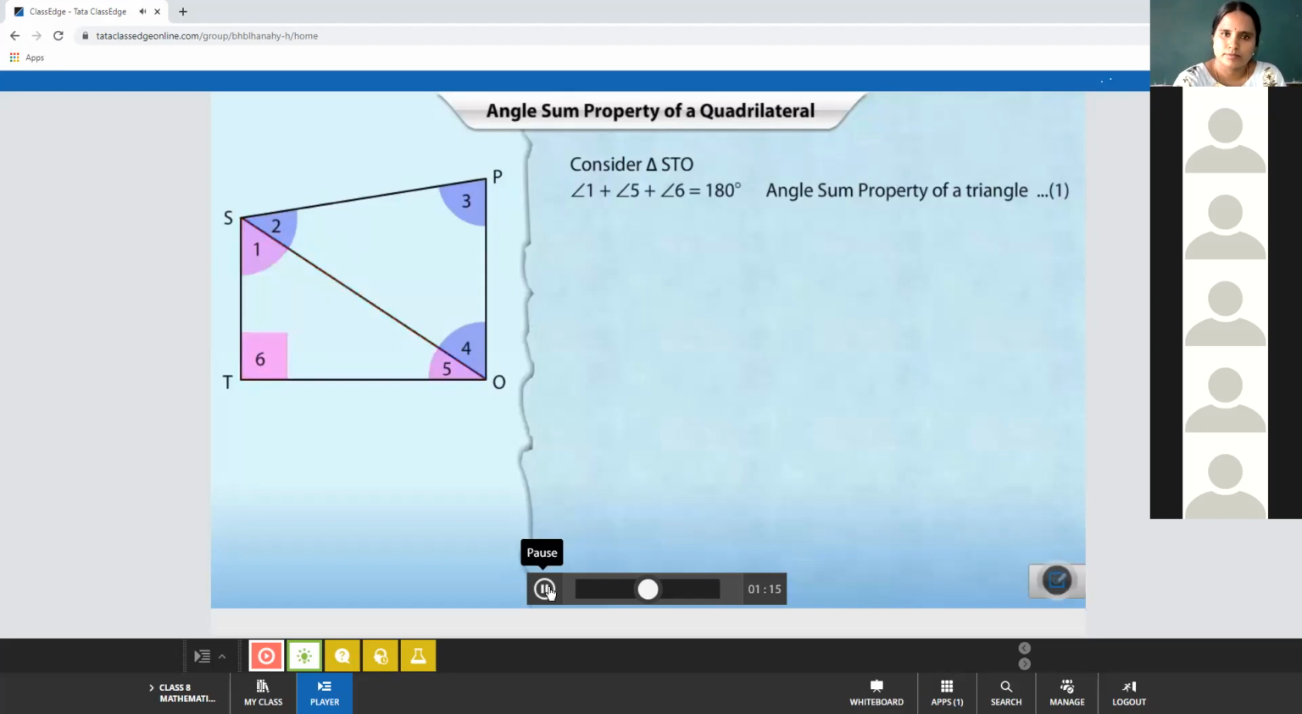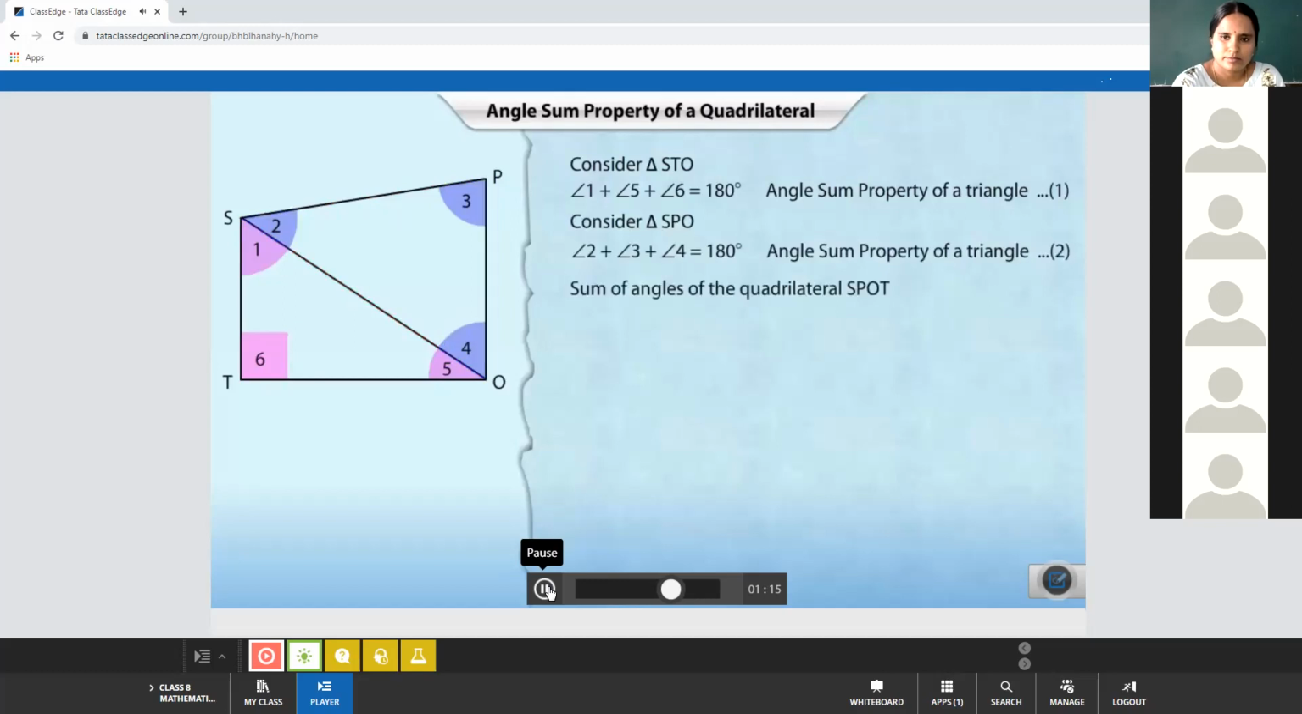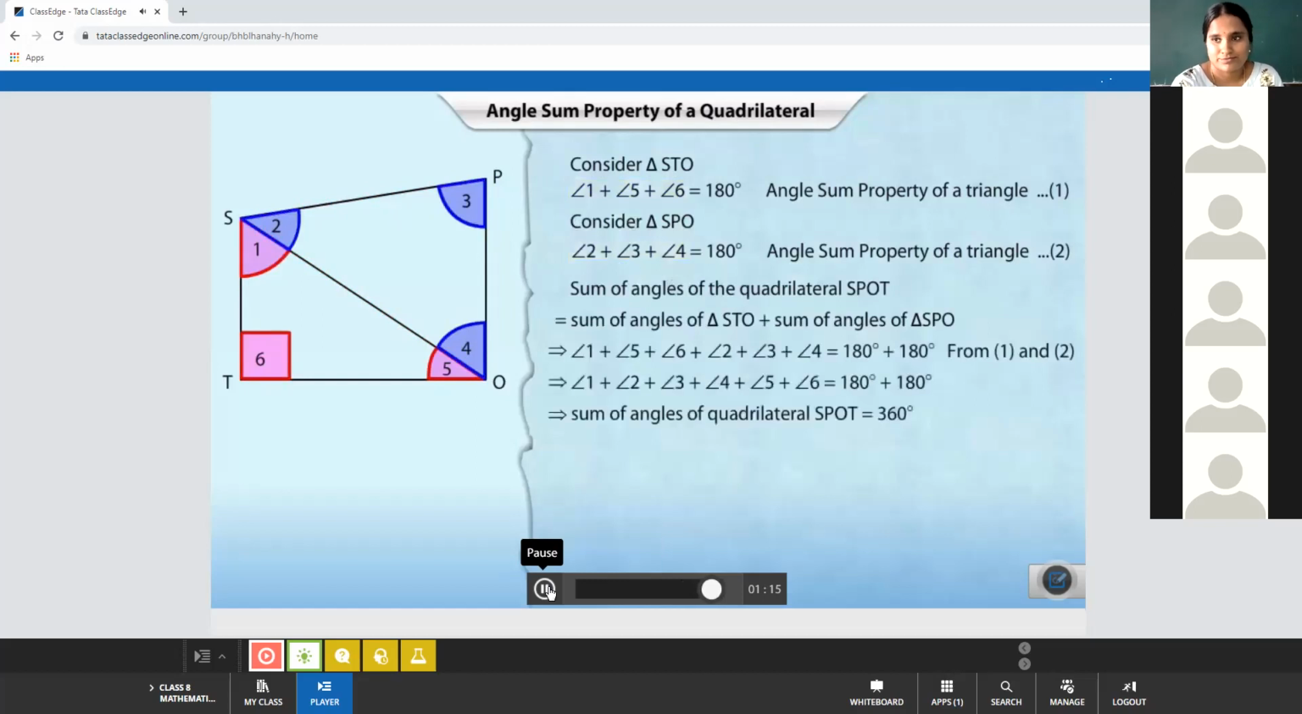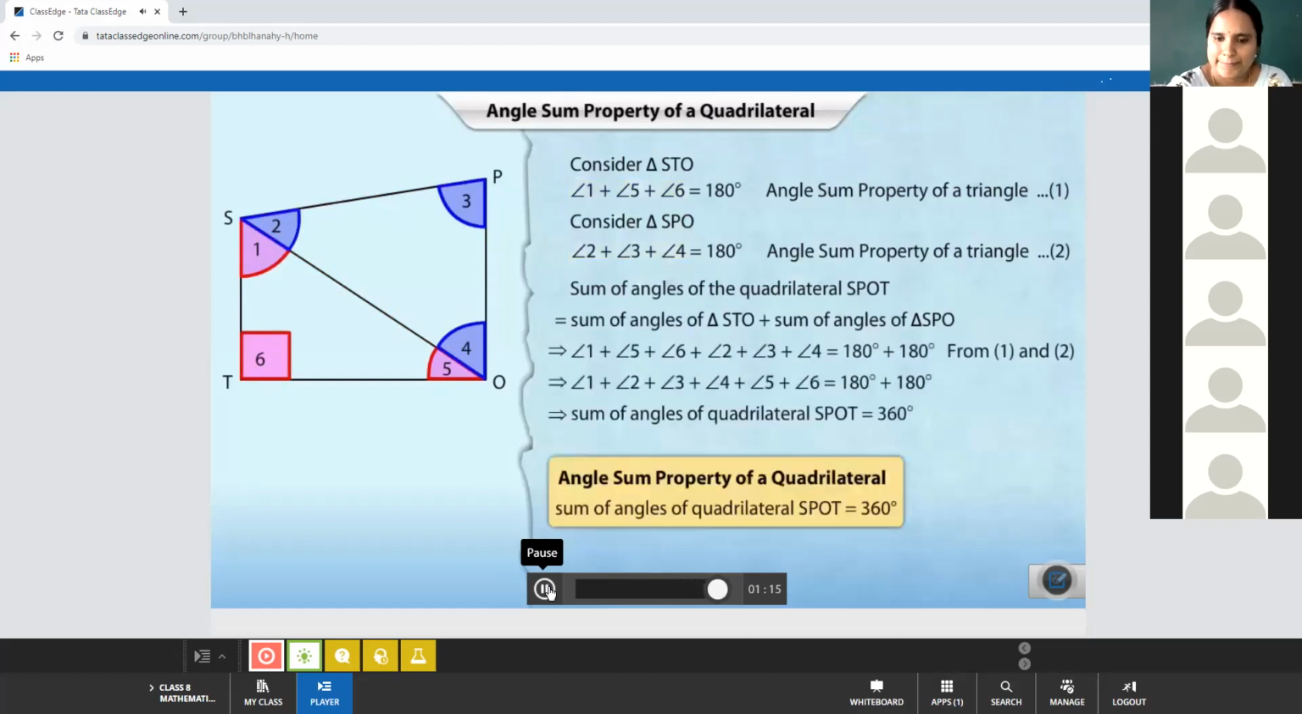Similarly, in triangle SPO, the sum of angles 2, 3 and 4 is equal to 180 degrees. Observe the quadrilateral SPOT. You will realize that the sum of its angles is actually the sum of the angles of triangles STO and SPO. Therefore, using the two equations, the sum of the angles of quadrilateral SPOT will be 360 degrees. This is known as the angle sum property of a quadrilateral. So this is a theoretical proof for the angle sum property of the quadrilateral.